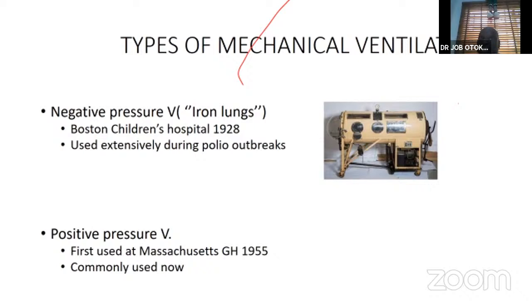The iron lung means they're trying to mimic the natural process of ventilation, in which you have some stimulus from the brain and then your diaphragm contracts and expands the intrathoracic space, creating negative pressure and allowing the ingress of air. That's what negative pressure ventilation tries to do. I heard some places are trying to reintroduce it to clinical practice, but it is not commonly used. What is commonly used now is positive pressure ventilation, which, from reports, was first used in 1955 in Massachusetts General Hospital.